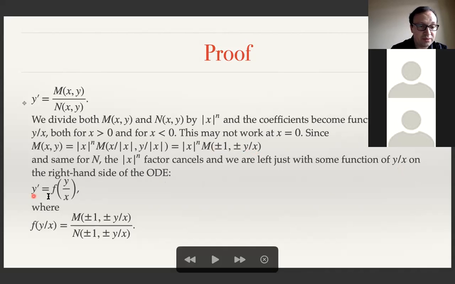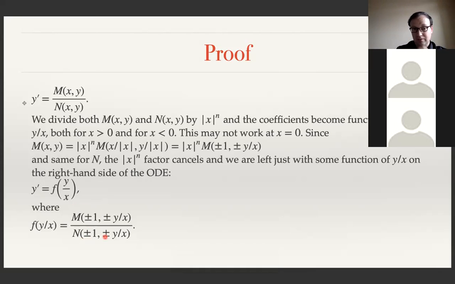So we are left with just some function of y over x on the right-hand side of the ODE. So y prime is equal to some function of y over x, where this function is given by this expression. So as stated earlier, it's capital M of whatever over capital N of whatever. And the choice of sign is the same in all four places, both in the denominator and in the numerator. So it's either plus, plus, plus, plus, or minus, minus, minus, minus. But since there's probably some sort of discontinuity at 0, in any case, we have to solve it separately for x bigger than 0 and for x less than 0.